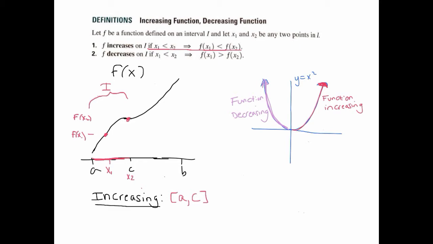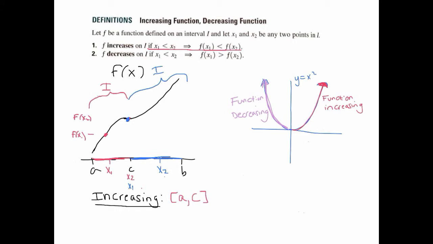Let's say our new I is from c to b. What makes some students uncomfortable is, how can c be included in both the a to c interval and the c to b interval? Well, the reason is because, let's say on that interval, my c is my x1, and then I pick an x2 just like anywhere over here.